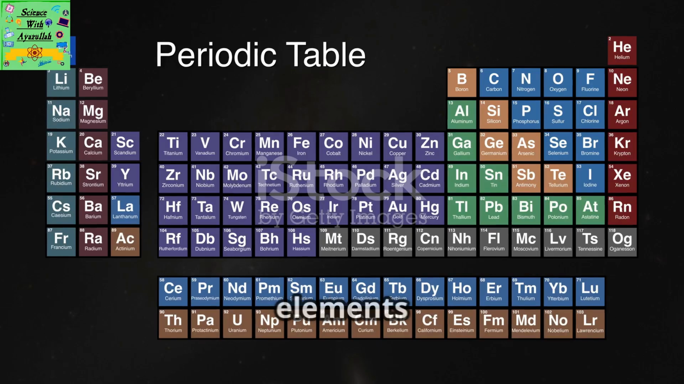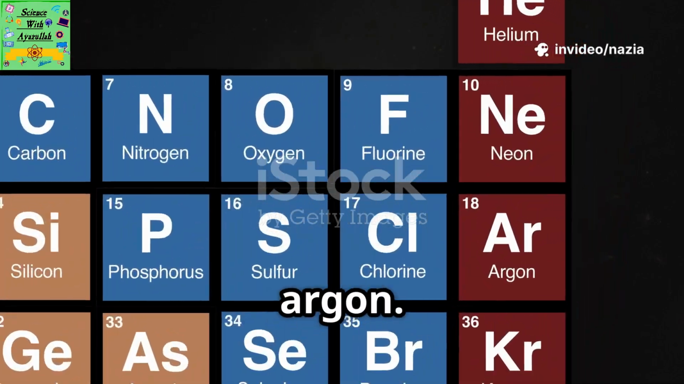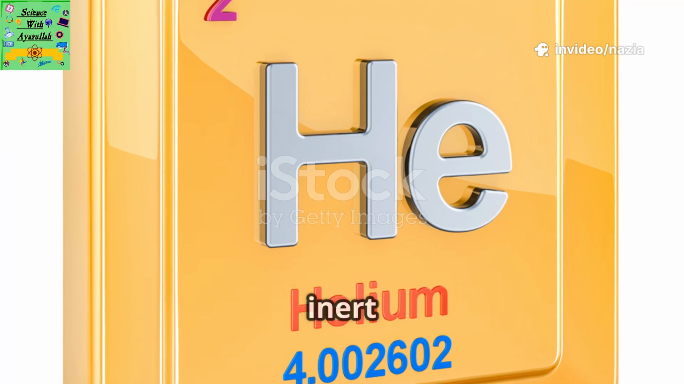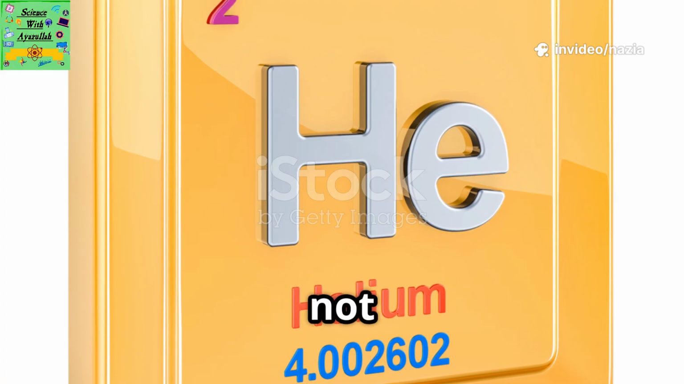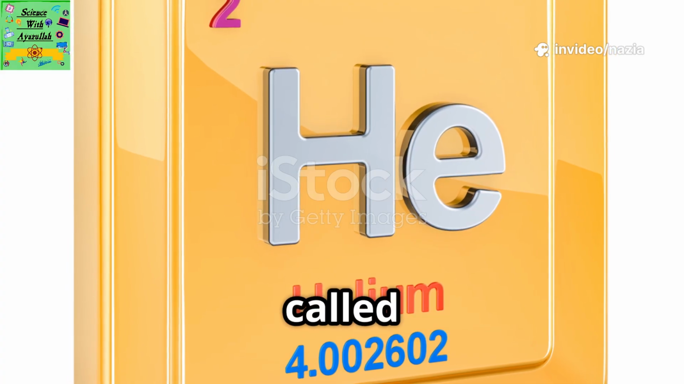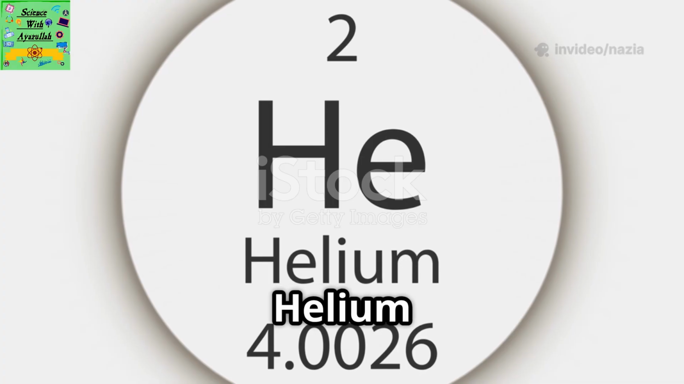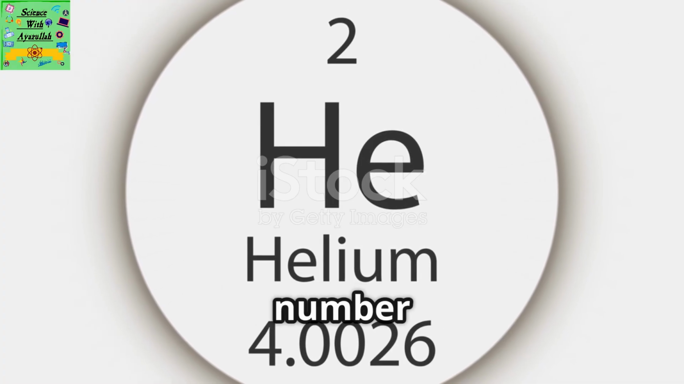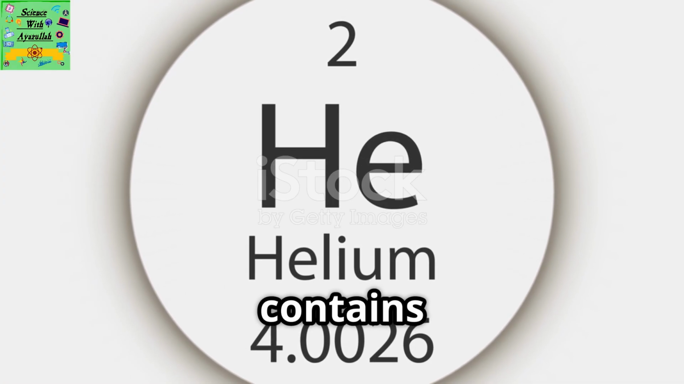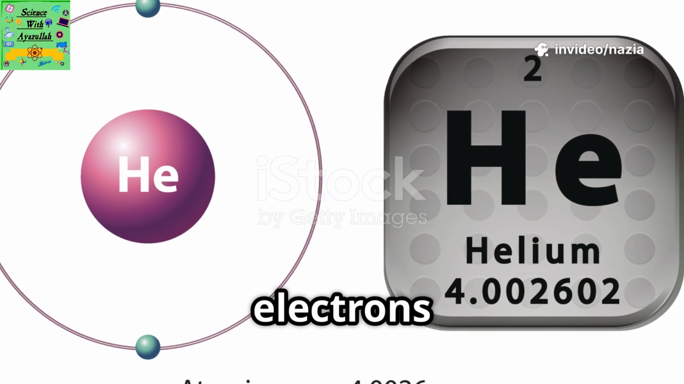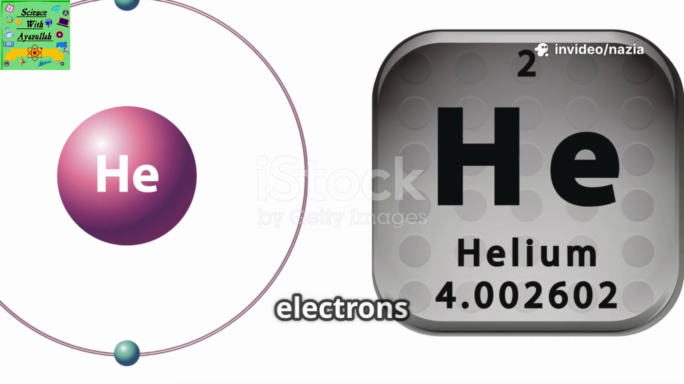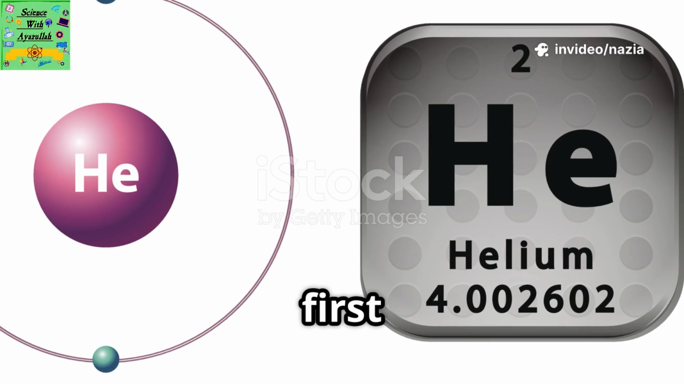Group 8 includes the elements helium, neon, and argon. They are all gases. They are inert, unreactive, and do not form compounds. They are called the noble gases. Helium has an atomic number of 2 and a mass number of 4. This atom contains 2 protons, 2 electrons, and 2 neutrons. The electrons are arranged with 2 in the first shell.